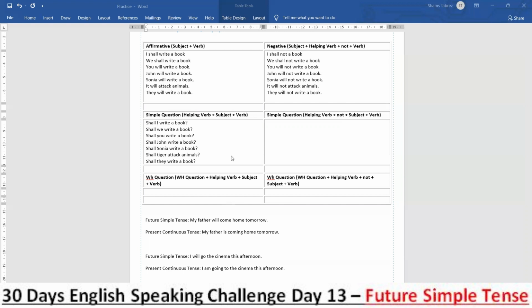Yes, John will write a book. As you can see, since the question is asked in future indefinite tense, your answer should also be, if it is affirmative, then yes, John will write a book. If it is negative, John will not write a book. So that is question and answers. And if you want to add not to your simple question, then write it after your helping verb.